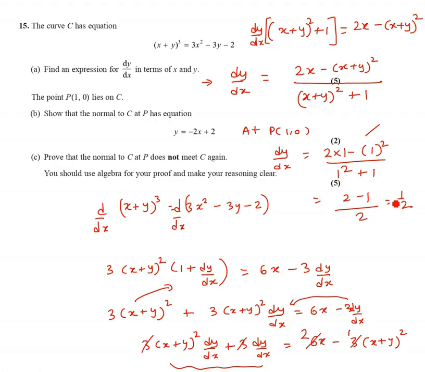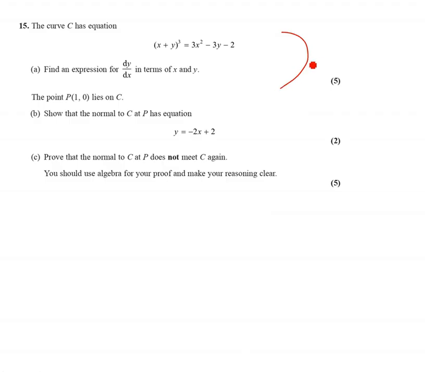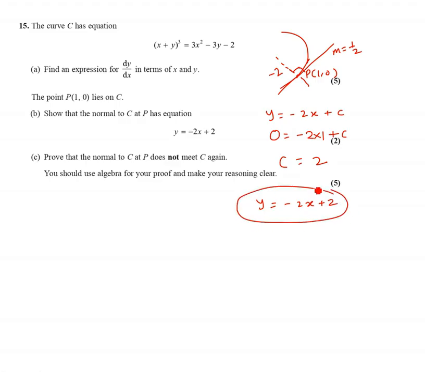That means this is the gradient of the tangent. So if you think about, let's say this is the tangent, and the normal is a line which is perpendicular to the tangent, and let's say this point P is (1, 0), and the gradient of this is m equals half. Therefore the gradient of the normal will be minus 2, which is the negative reciprocal. Now if we write y equals minus 2x plus c, and then let's substitute the point to work out the value of c. So x is 1, so it will be minus 2 times 1 plus c, and y is 0. That means c will be 2. That means the equation will be y equals minus 2x plus 2. So this is the equation of the normal.